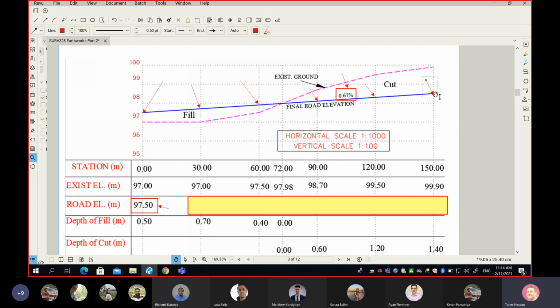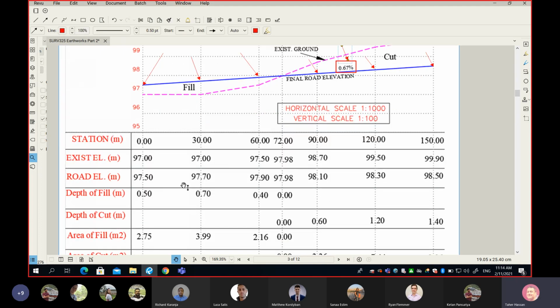It means if everybody's quiet, you guys can do it. Next, I'm going to remove this box here. I'm assuming that you guys can do it, okay? Now once you have the road elevation, then you can find the depth of cut and depth of fill. It's very simple, watch this.